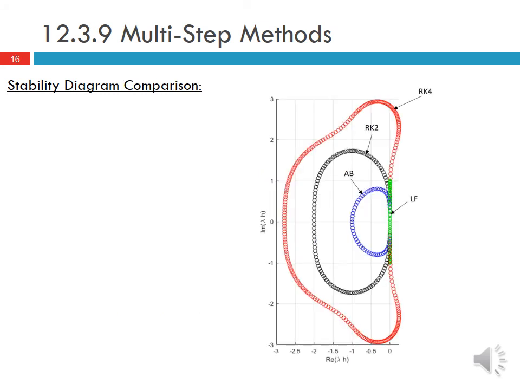And this is just a comparison of the stability diagrams for some of the methods that we've looked at recently. So this shows the second order Runge-Kutta method here, the fourth order Runge-Kutta method here, the leapfrog method just along the imaginary axis, and the Adams-Bashforth method.